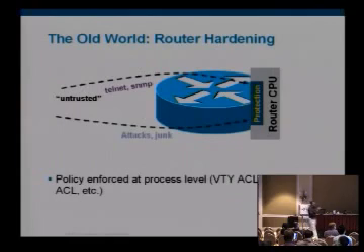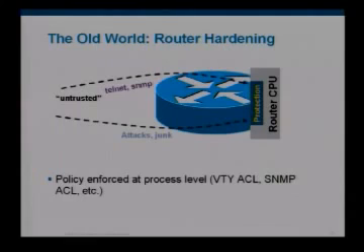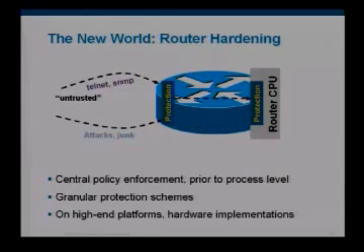So first of all, as I said earlier, in the old days, we used to enforce policy at the process level. So for example, VTY, Telnet. We used to enforce access lists on Telnet. That's called process level security. Or SNMP. We used to put access lists or read-write community or all the community strings. That was also process level security. But today there is a requirement to create another layer of security before it hits the process. So we call it central policy enforcement prior to the process, which provides granular protection.